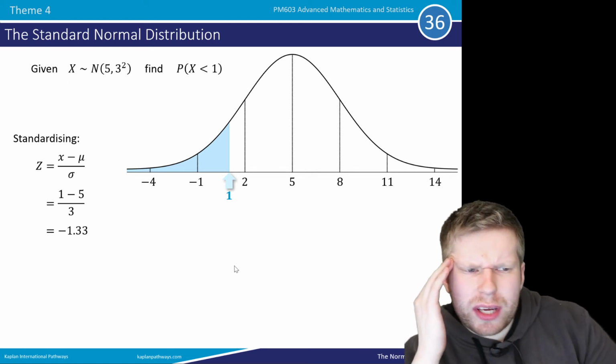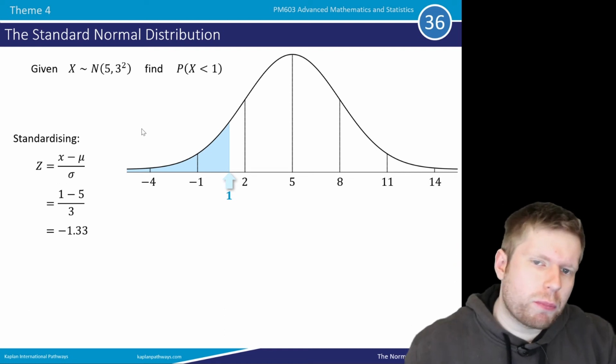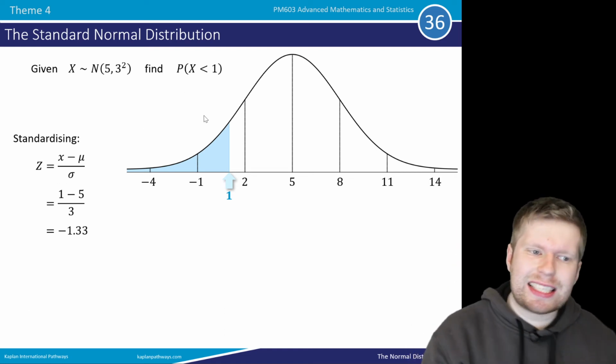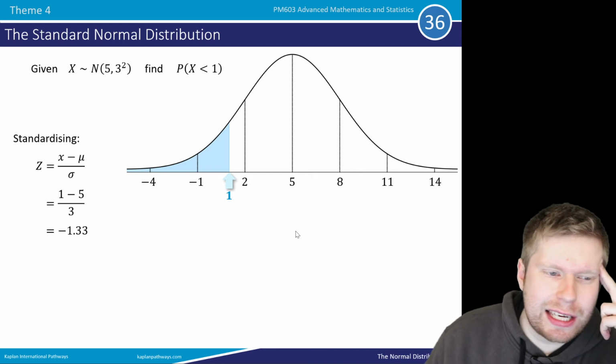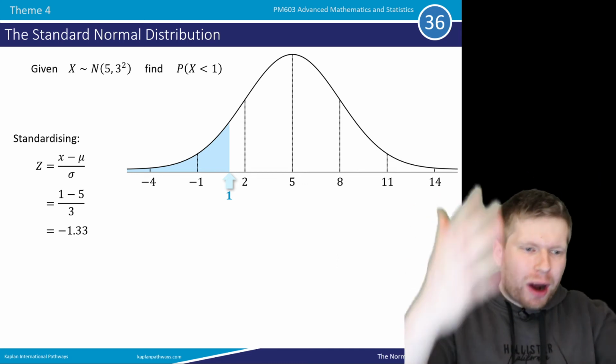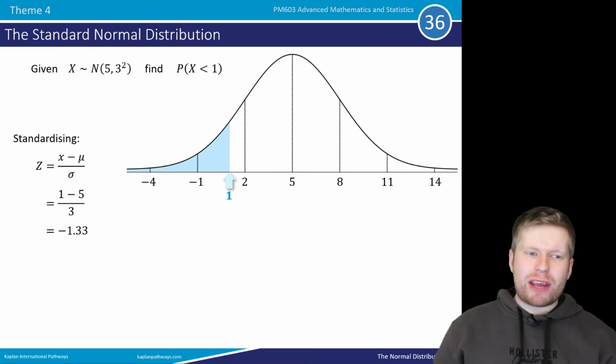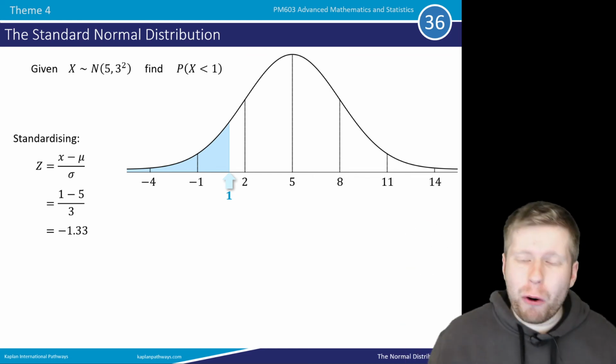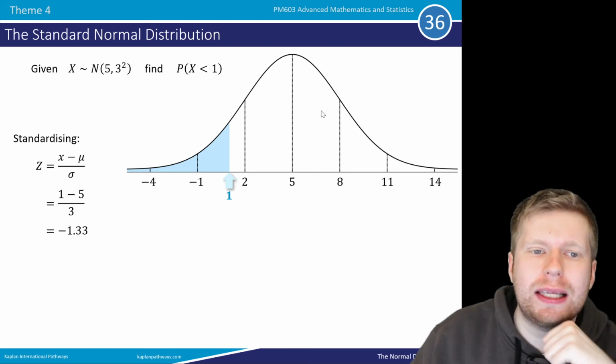Now, you might say, well, okay, that's fine. So I'm basically looking for a probability which is less than -1.33 units of standard deviation below the mean. How is that helpful though? Like, fine, I know that 1 lies 1.33 units of standard deviation below the mean, but why does that help? How is it going to actually help me calculate the probability?